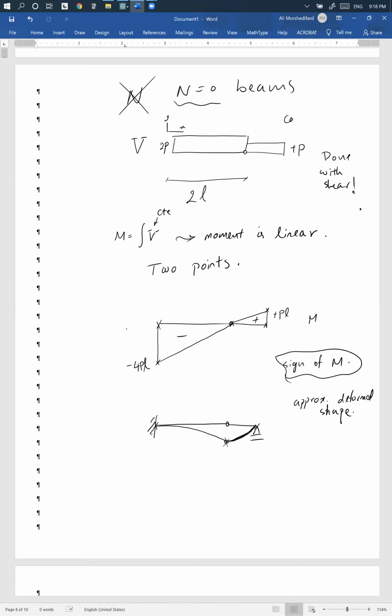Any questions about this one? Talk to me, guys. If you have questions, just let me know.